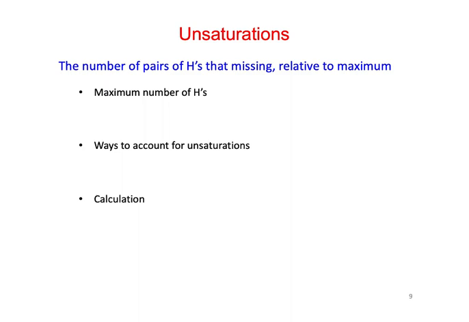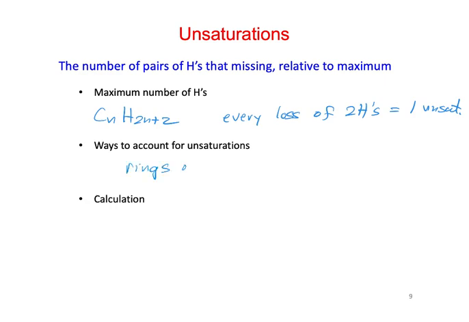All right. So let's just look at what we were just talking about. The maximum number of hydrogens is 2n plus 2, right? And every loss of 2 hydrogens equals 1 unsaturation, or site of unsaturation. And the ways that we can account for those are either rings or pi bonds.